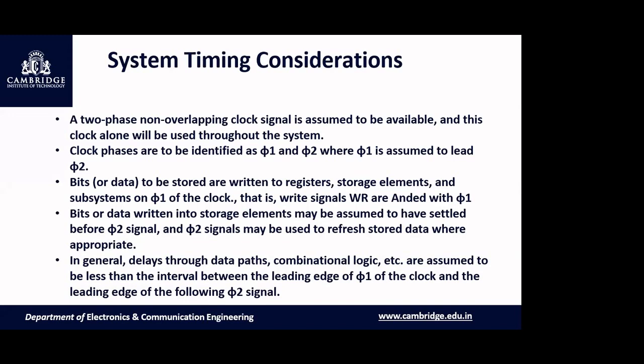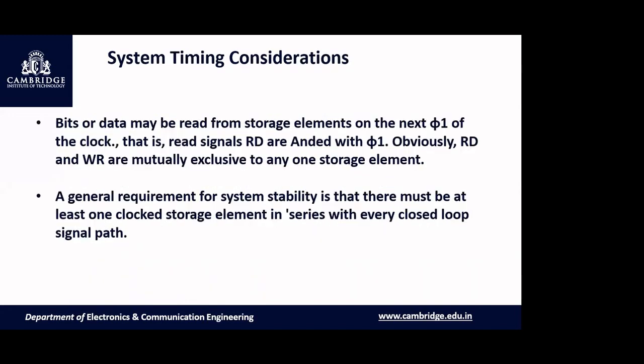Next, the bits or data may be read from storage elements on the next phi 1 of the clock. That is, the read signal RD is ANDed with phi 1. Obviously, RD and WR are mutually exclusive. Here we'll use RD along with phi 1. When RD and phi 1 are both 1, we can perform the read operation. The data which is there in the memory can be read onto the bus.